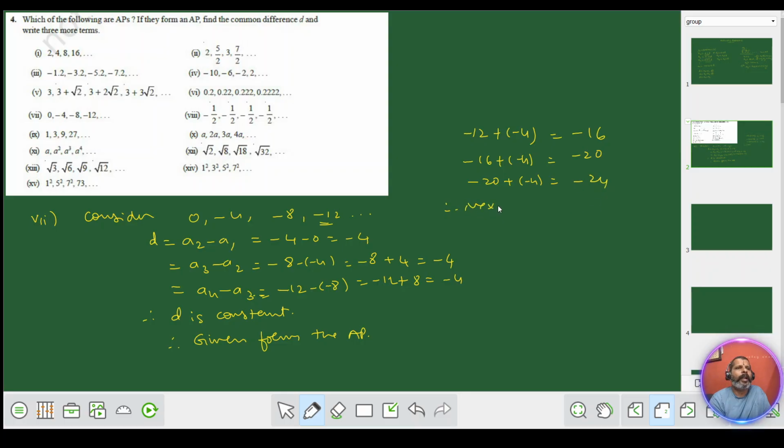Therefore, the next three terms are minus 16, minus 20, minus 24. Okay. Still 8 more to go. We will see that quickly now.